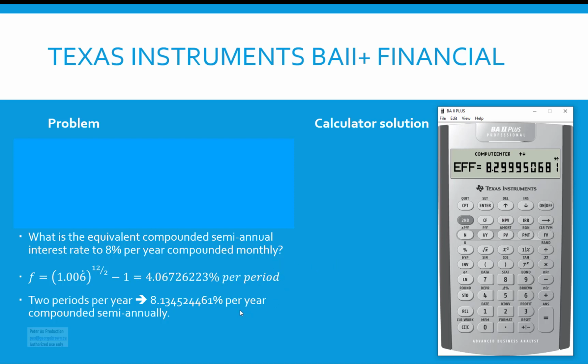I need to convert this to the equivalent compounded semi-annual rate. Semi-annual means 2 compounds per year. So I press the down arrow button to go back to compounds per year, and I change this to 2 now. Press 2 and press enter. Press the down arrow button to get back to nominal. We originally started with 8% per year, compounded monthly. We now press compute, and the calculator will convert to 8.1345246% per year compounded semi-annually, since we set our calculator to 2 compounds per year.